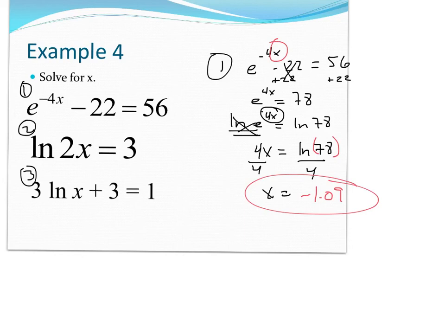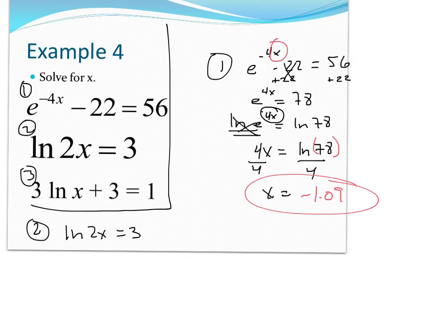Let's go ahead and move along to number 2. We'll do this down here. We have natural log of 2x is equal to 3. What I'm actually going to do is, I don't like the way it looks in logarithmic form. I know it's base e. I'm going to rewrite it in exponential form and see what I get. Well, I get e cubed equals 2x. That's easy, I can do e cubed on my calculator.